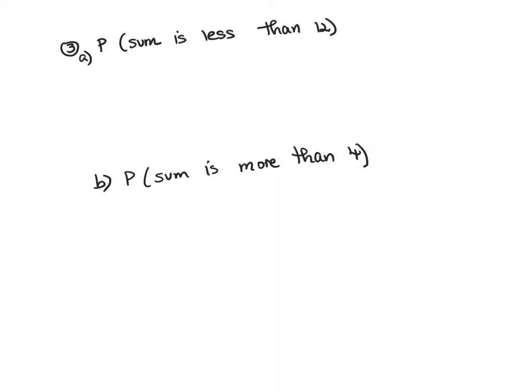So sometimes it's useful to look at the opposite event. For instance, the opposite of the event of a sum less than 12 would be the probability that the sum is more than or equal to 12. And subtract that from the probability that the event must occur, which is 1.